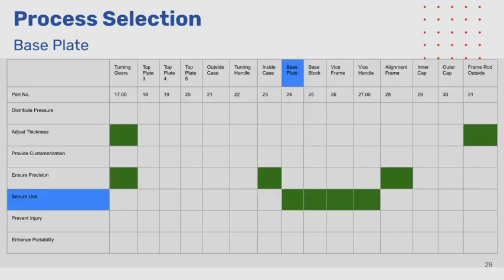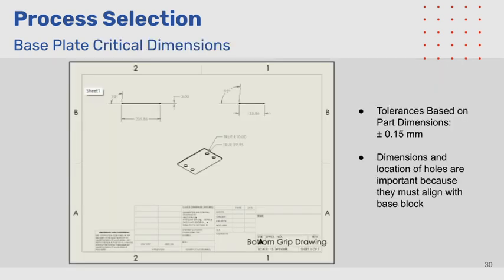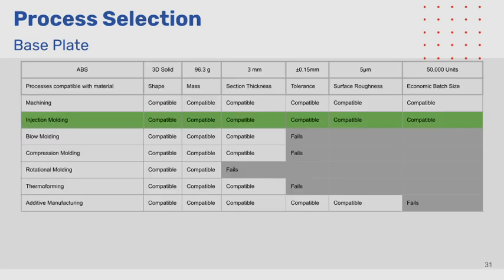The first part we chose in the process selection was the base plate, which secures the pasta maker. The base plate is 205 millimeters by 135 millimeters with a section thickness of 3 millimeters and a dimensional tolerance of plus or minus 0.15 millimeters. Dimensions and location of the holes are important because they must align with the base block. The base plate is going to be made out of ABS plastic. Based on the shape, mass, thickness, tolerance, surface roughness, and batch size, we determined machining and injection molding to be viable candidates for our manufacturing process. We decided to go with injection molding.